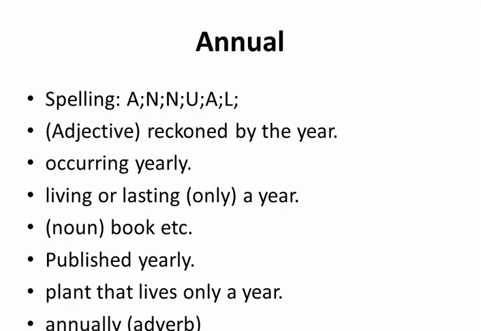Annual. Spelling: A N N U A L. Adjective: reckoned by the year. Occurring yearly. Living or lasting only a year. Noun: book etc. published yearly. Plant that lives only a year. Annually, adverb. Latin annus, year.